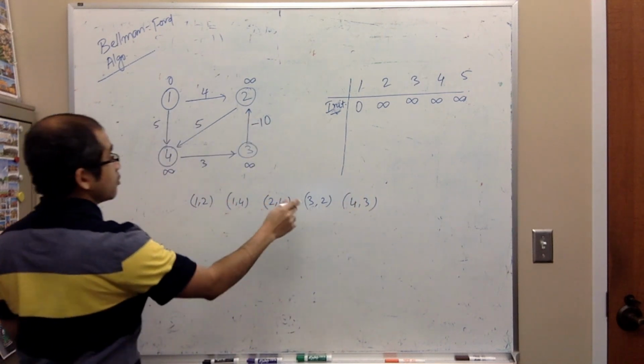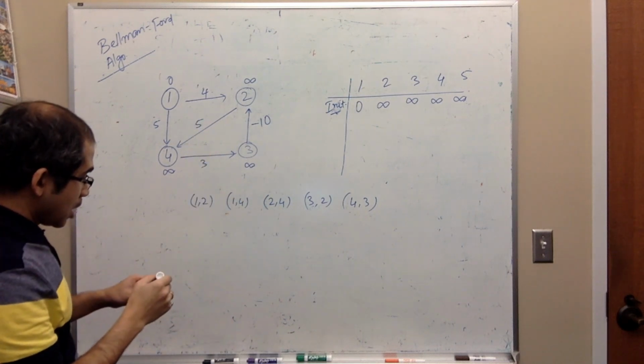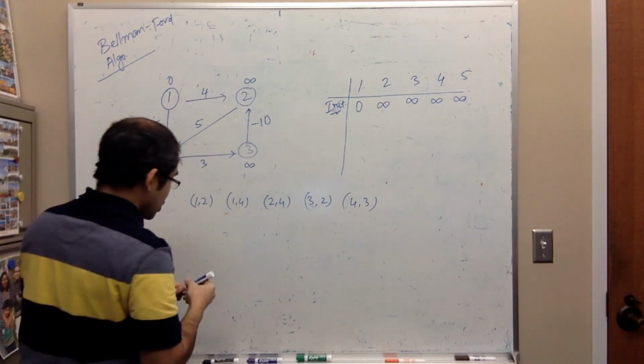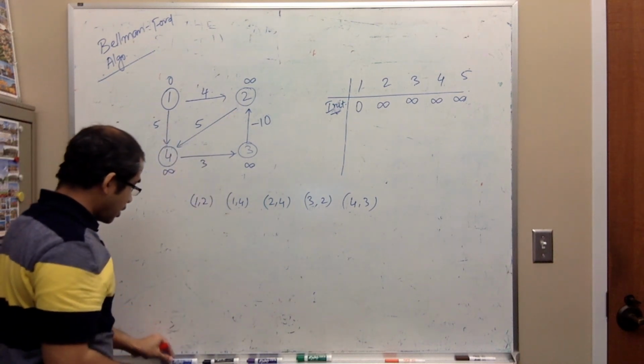Okay, 1, 2, 3, 4, 5 edges. So now we have to do iteration 1. How many vertices are there? 1, 2, 3, 4 vertices. So there should be 3 iterations.